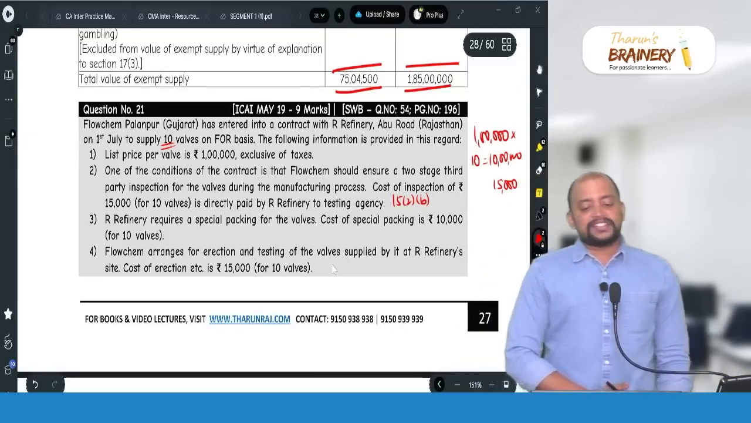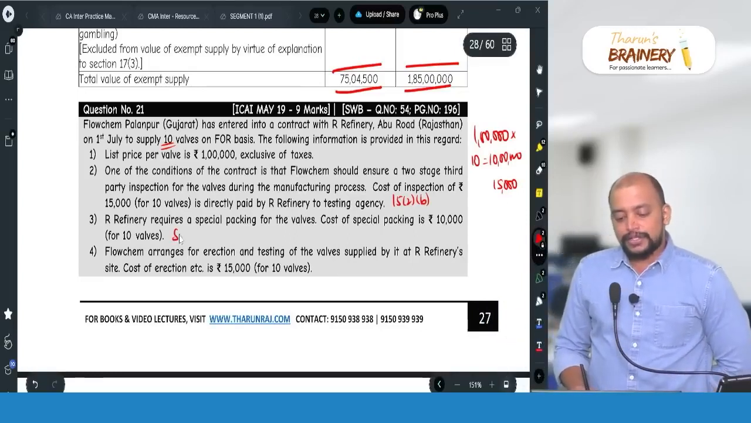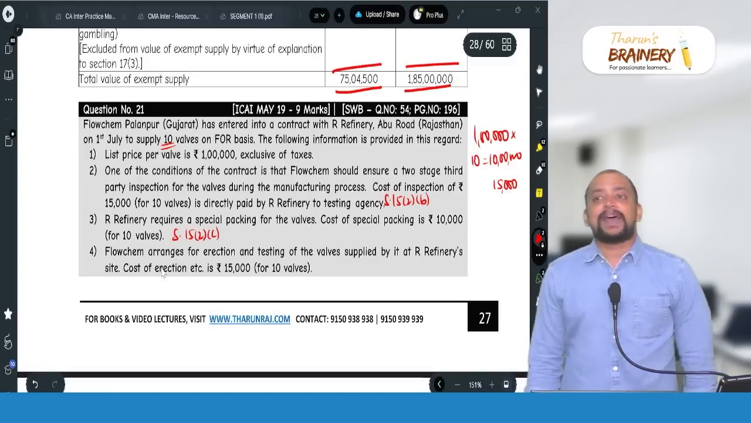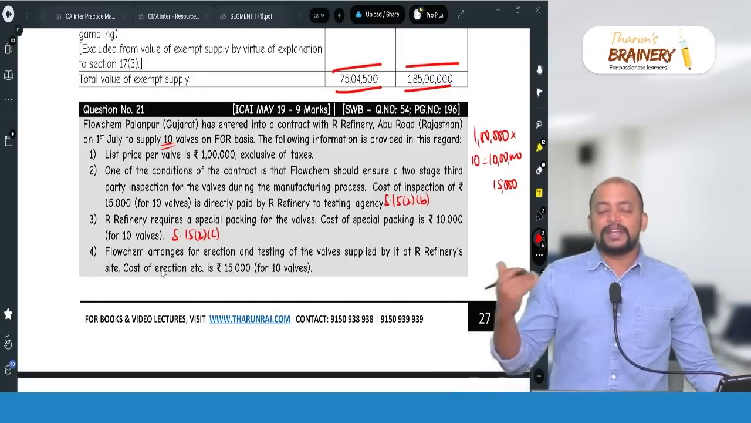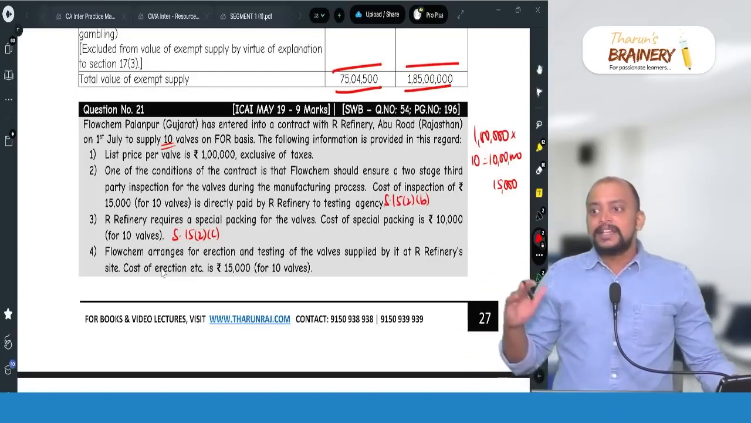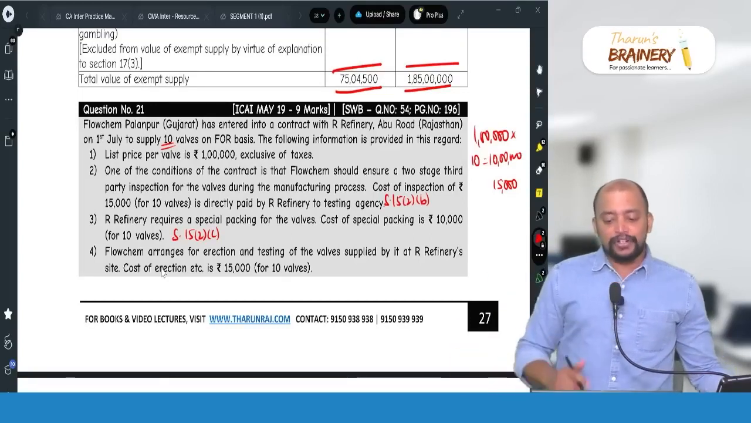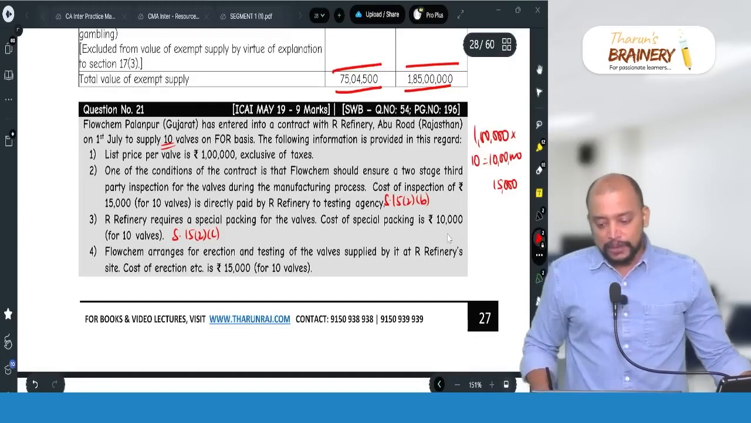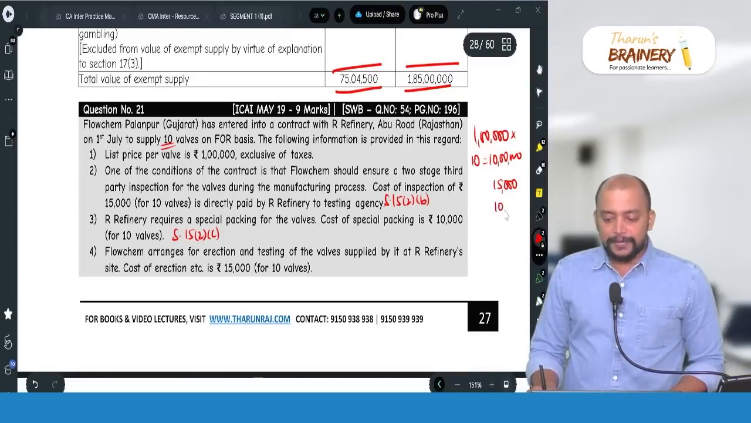Our refinery requires special packing for the valves. The cost of special packing is 10,000. Under section 15(2)(c), it is not incidental, but it is other. Why? Because it is special packing. Generally this is not there, but only when the recipient requests, it will be there. So it is other than incidental and charged by the supplier to the recipient before delivery of the goods. Therefore, it is to be included, and since it is not included in the given price, we need to add it.